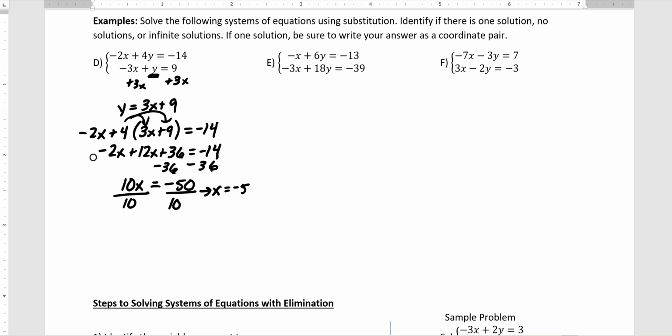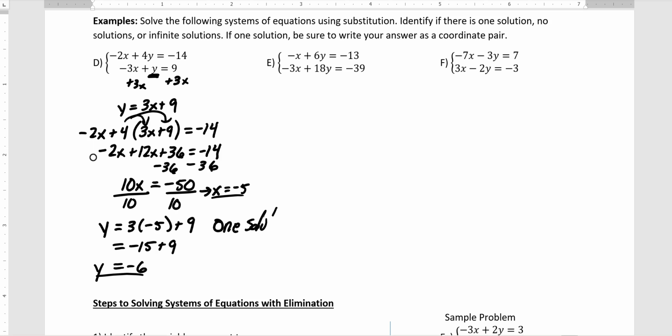All right, and now that we know that, we can plug that into that y equals 3 times x, which is negative 5, plus 9. 3 times negative 5 is negative 15, plus 9. Negative 15 plus 9 is negative 6. So we find x is negative 5, y is negative 6. That means there's one solution, and that one solution is negative 5, comma, negative 6. That would be my answer for that one.